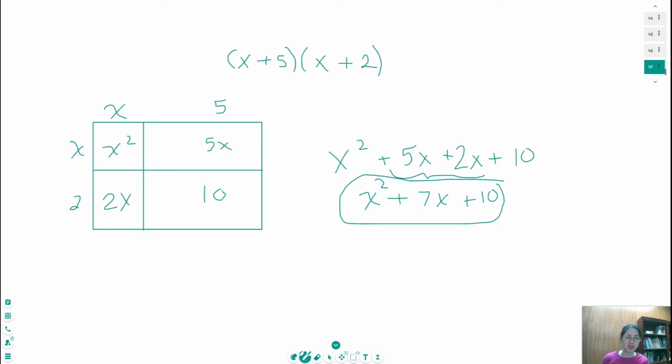All right, I hope that helps you guys out. Binomial by binomial multiplication.